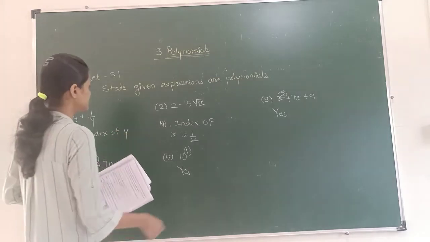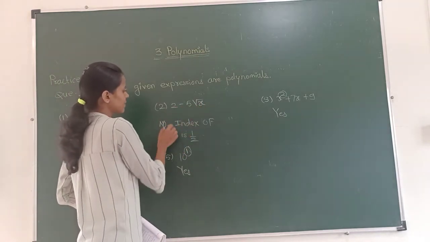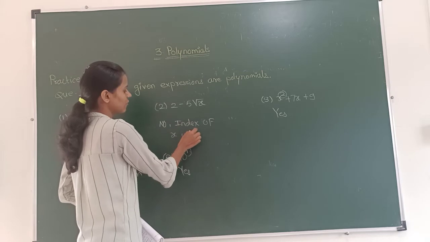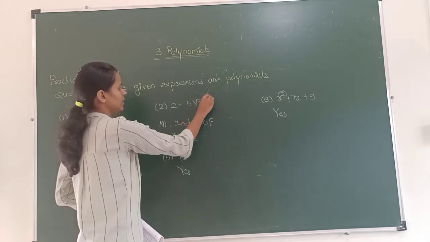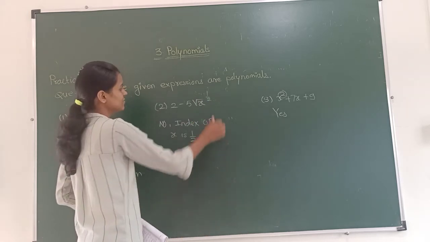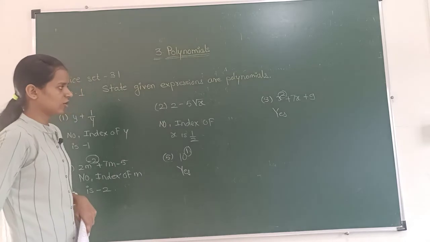So the first expression is not a polynomial because the index of y is minus 1. After that, we have seen the second example, 2 minus 5 under root of x. No, because the index of x is 1/2. If we remove this under root sign, then the index is 1/2. Therefore, this algebraic expression is not a polynomial.